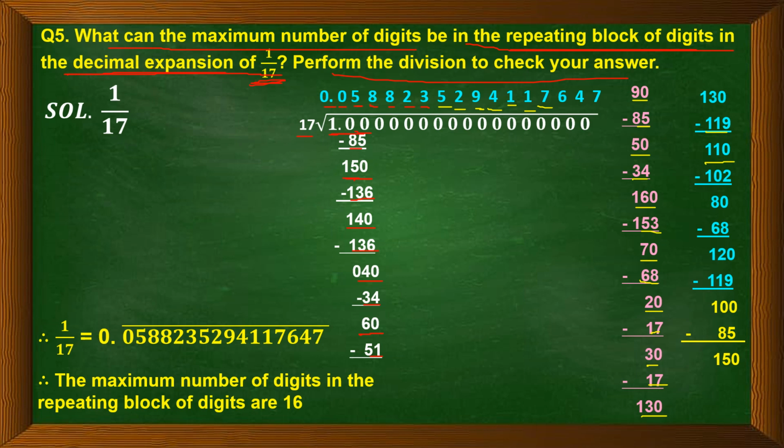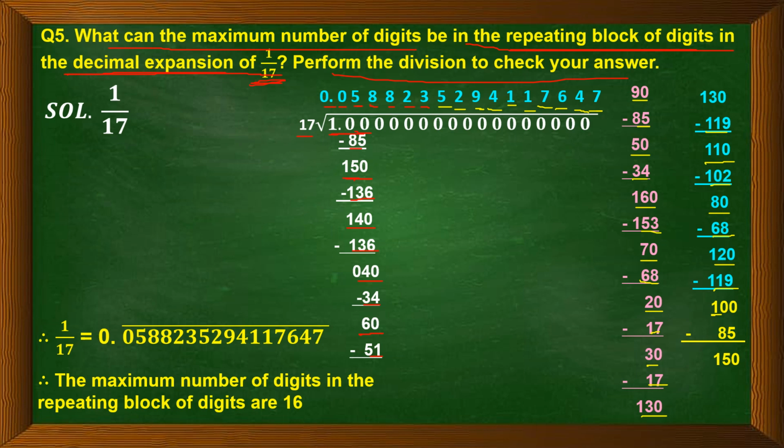Place a 0. 110. 17 into 6 is 102. So 110 minus 102 is 8. Place a 0. 80. 17 into 4 is 68. 80 minus 68 is 12. Place a 0. Now 17 into 7 is 119. Now 120 minus 119 we will get 1.